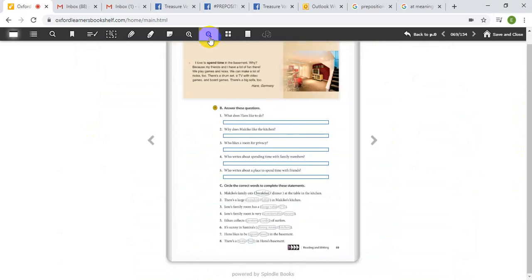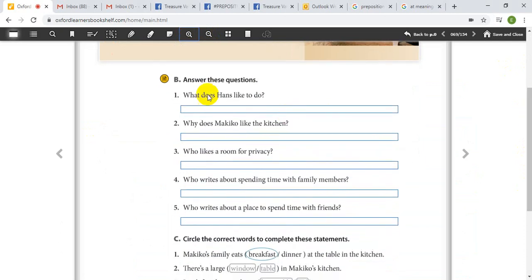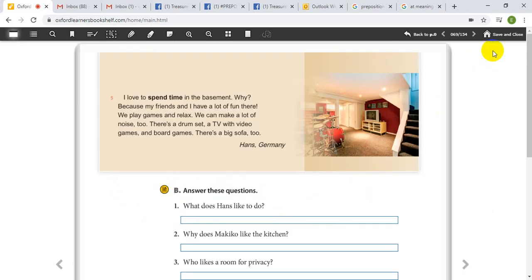Alright, now let's have a look at the answers of activity B, page 69. So let's see if you all have correct answers. Okay. Hans likes to play games and relax in the basement. Makiko likes the kitchen because she loves to cook. Ethan likes his bedroom for privacy. And Makiko, Jane, and Samira write about spending time with family members, and Hans writes about the place to spend time with friends. Okay, and I hope you all have correct answers.